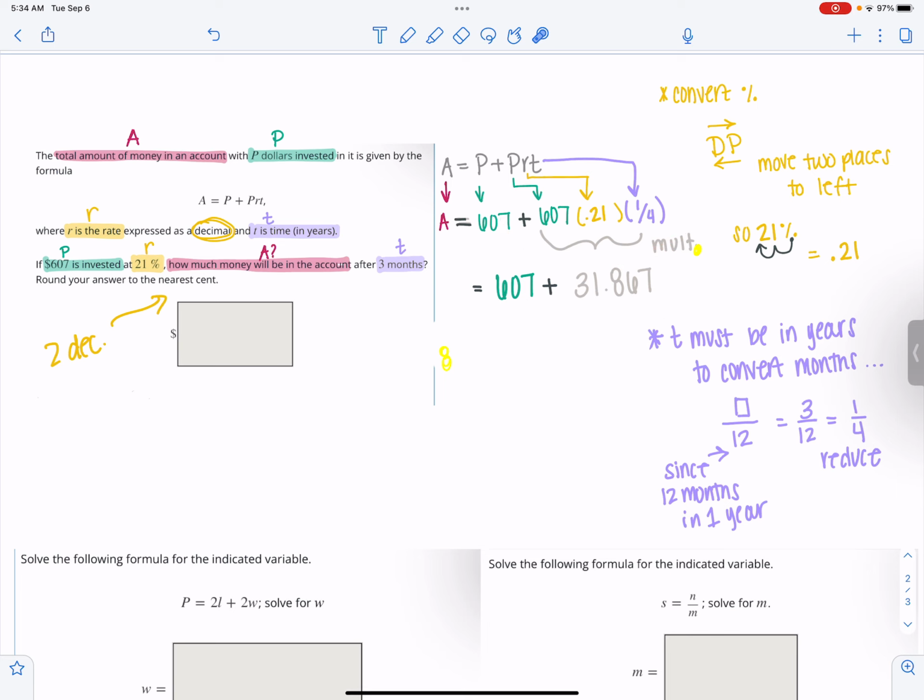Don't round stuff yet. Don't round your answers until the very, very end. And then I've got a final answer of A equals $638.87. $638.87 is my final answer there.